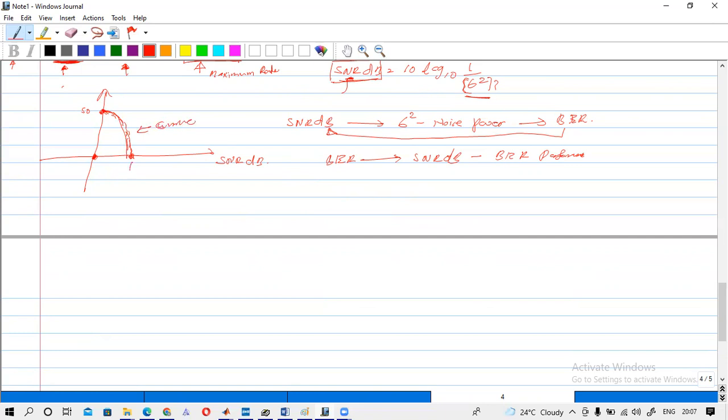With this point and the rate of change, we are analyzing the bit error rate performance. That is the idea. Now, when we are analyzing bit error rate performance, we have to plot the bit error rate value for different SNR dB values.